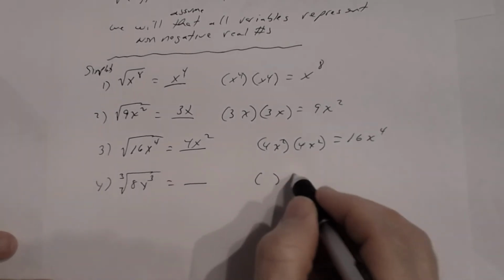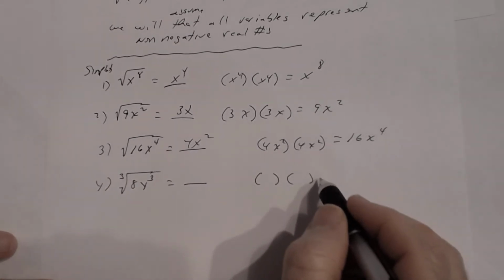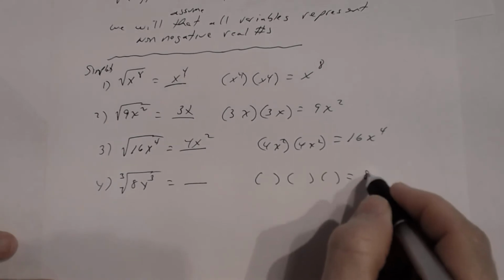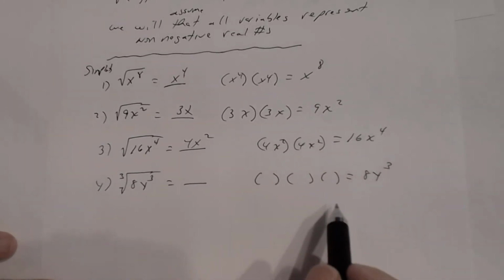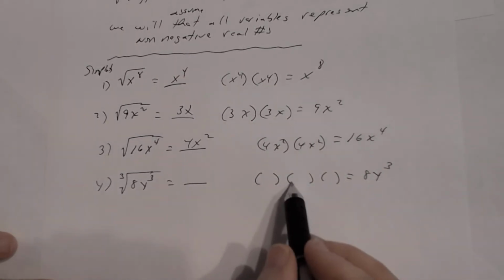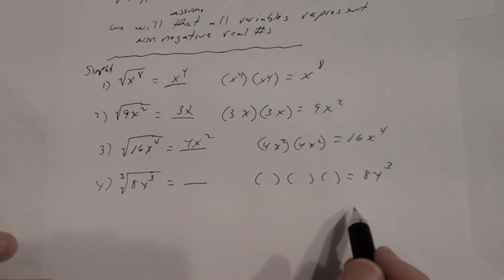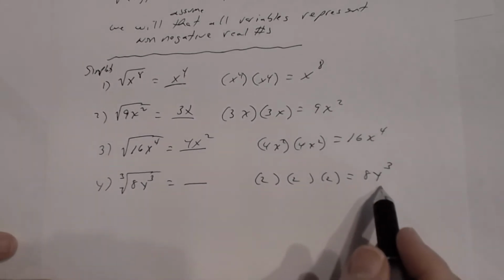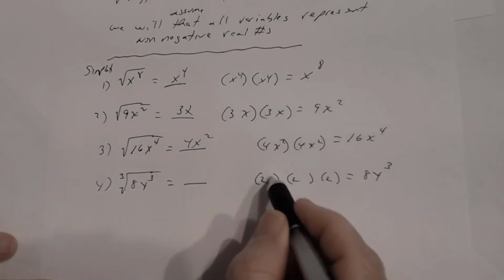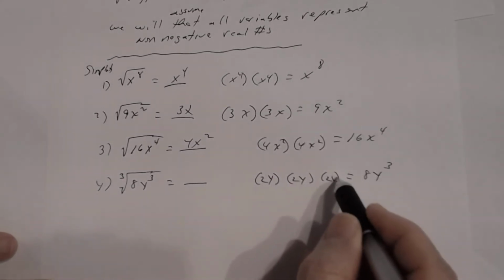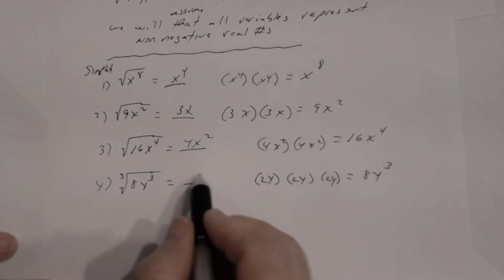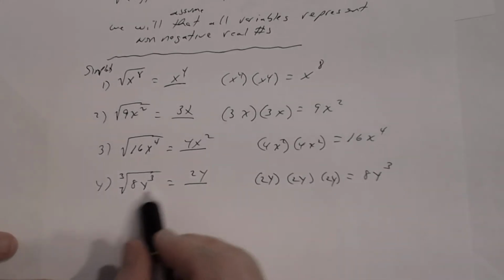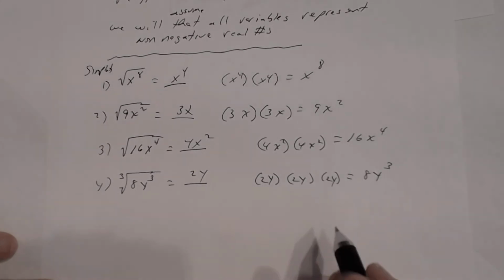Well, what expression times itself 3 times, because it's a cube root, is 8y cubed? Well, let's talk about the 8. What times itself 3 times is 8? 2 times 2 times 2. So 2 goes here. What times itself 3 times is y cubed? Well, just y. So the answer is 2y. So 2y times 2y times 2y is the radicand, 8y cubed.